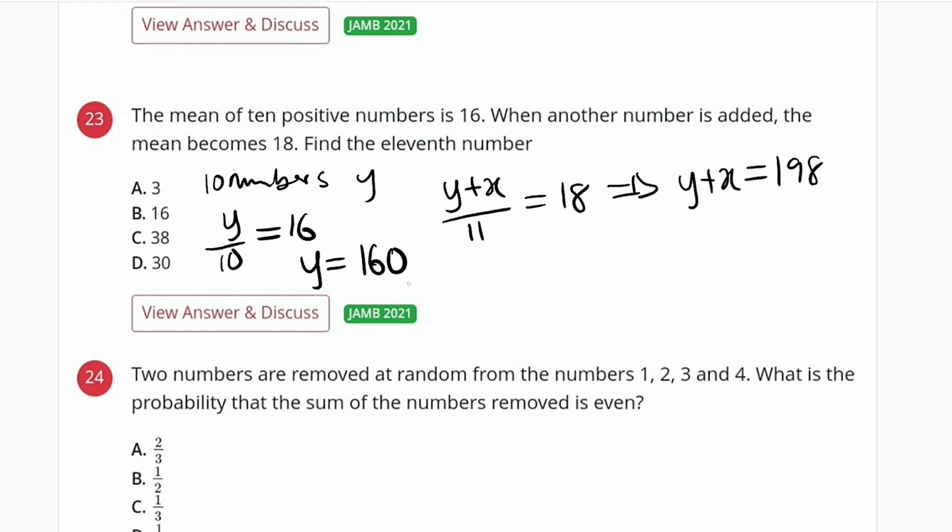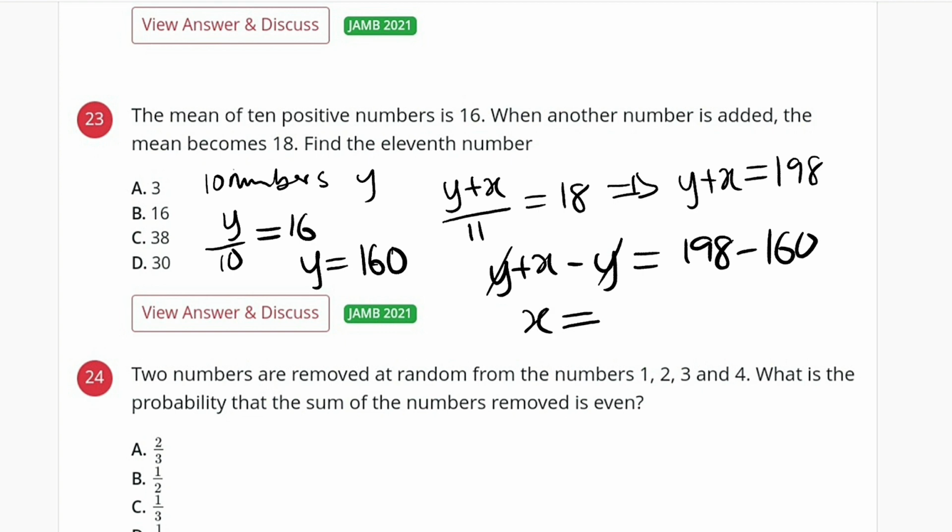So now that we have two equations, we can subtract. We can say that this minus y must be equal to this minus 160. So y plus x minus y is equal to 198 minus 160. So y will cancel y. We have x, which is the required number, equal to 198 minus 160, which is 38. So the number added is 38, which is option C.